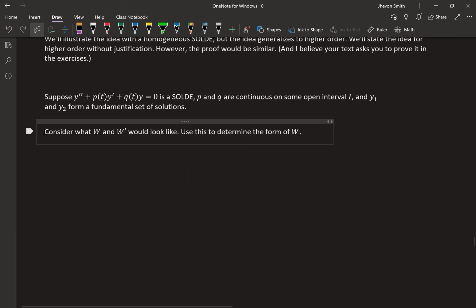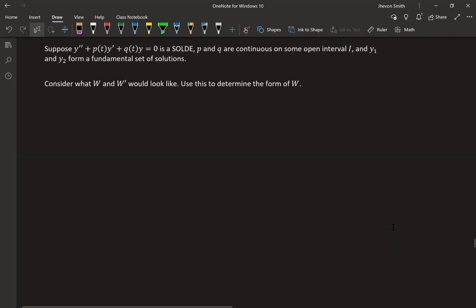Now, here's what I'm going to ask you guys to do. Consider what the Wronskian and the derivative of the Wronskian would look like, and use this to determine the form of the Wronskian. It turns out I'm going to be able to determine the form of the Wronskian without actually doing a determinant. Let's actually look at what that would look like.